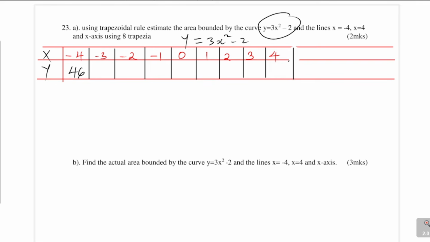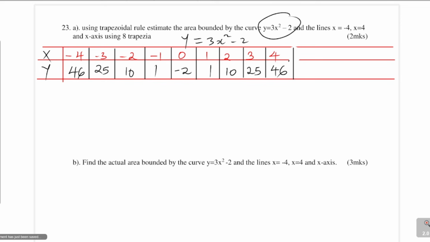When x is -3, you get 25. When x is -2, you get 10. When x is -1, you get 1. When x is 0, this will be -2. When x is 1, you get 1. When x is 2, you get 10. When x is 3, you get 25. When x is 4, you get 46.